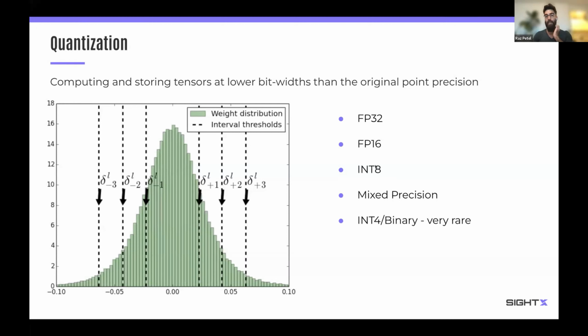Quantization is very widespread. It's being able to do computations in lower bit resolution. Most of the time we see the baseline is floating point 32. We see quantization to 16 bits, 8 bits. We have mixed precision, which is, I'm going to do the whole thing in 8 bits, but only certain operations in 16 bits, and so on.